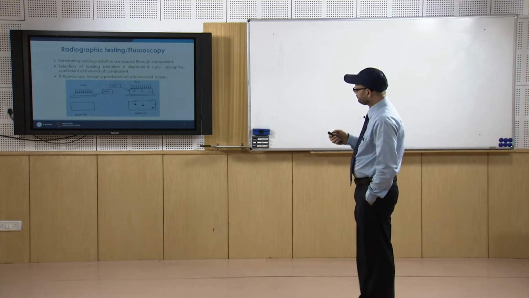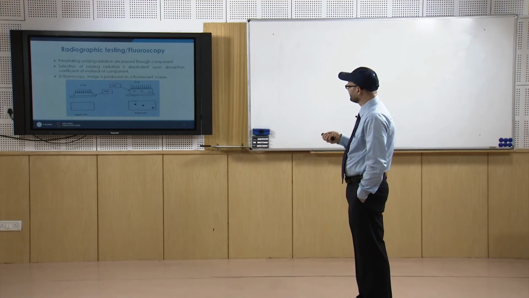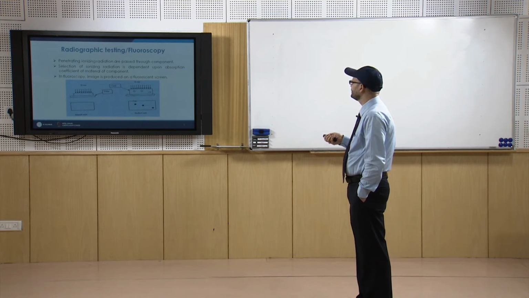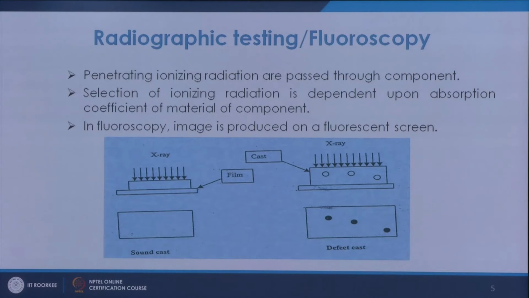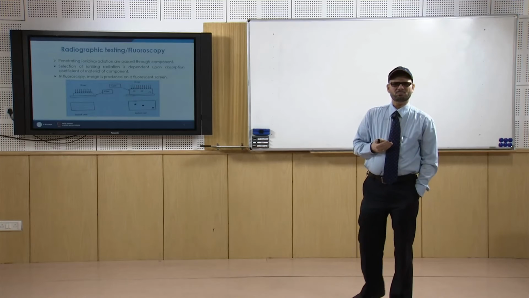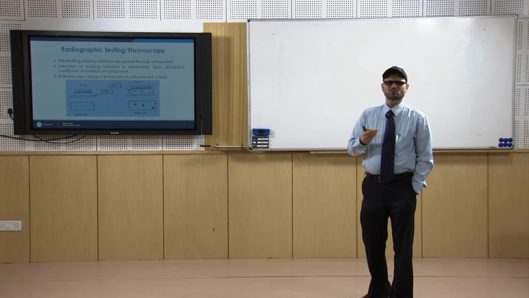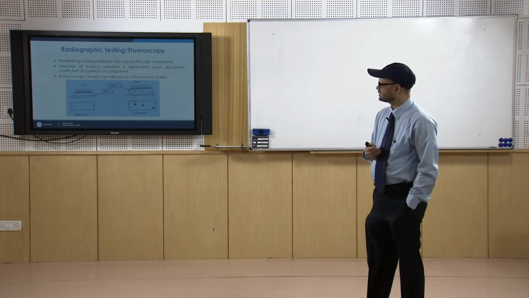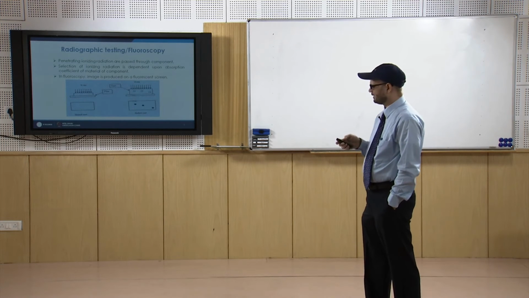Now, you can select this ionizing radiation based upon the absorption coefficient of material of the component. So, basically you may have the high energy radiation or low energy radiations, and depending upon that, the lower part will be used for materials like aluminum, and if you go for materials like steel or copper, brass or so, then you go for higher energy beams or radiations which are used to find that.